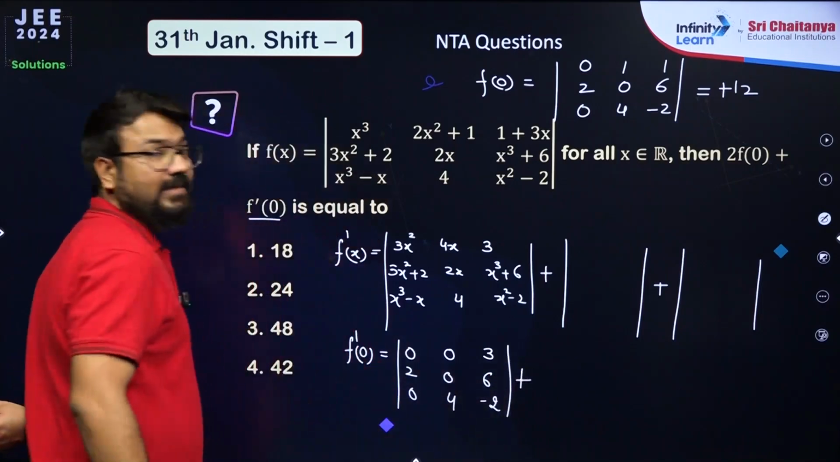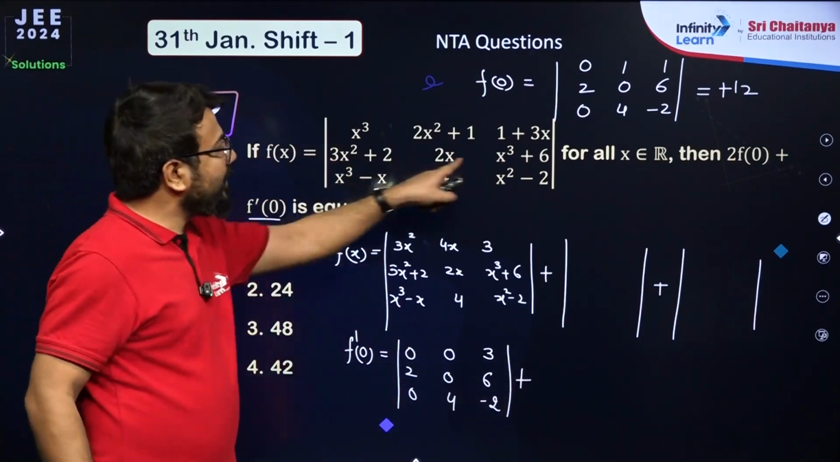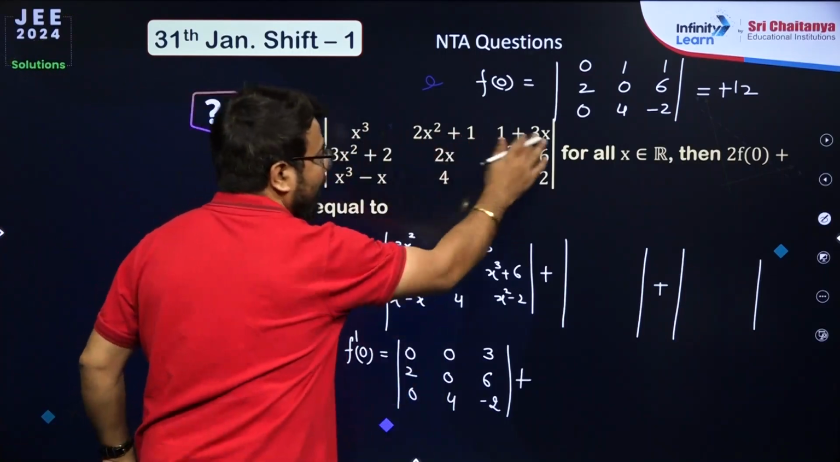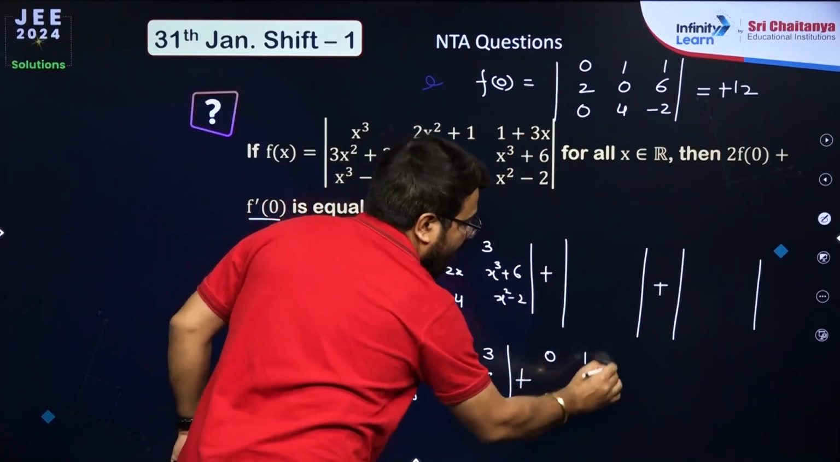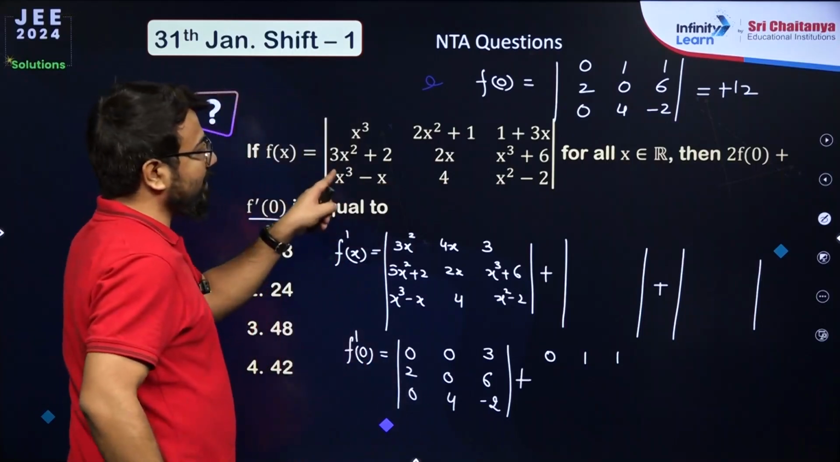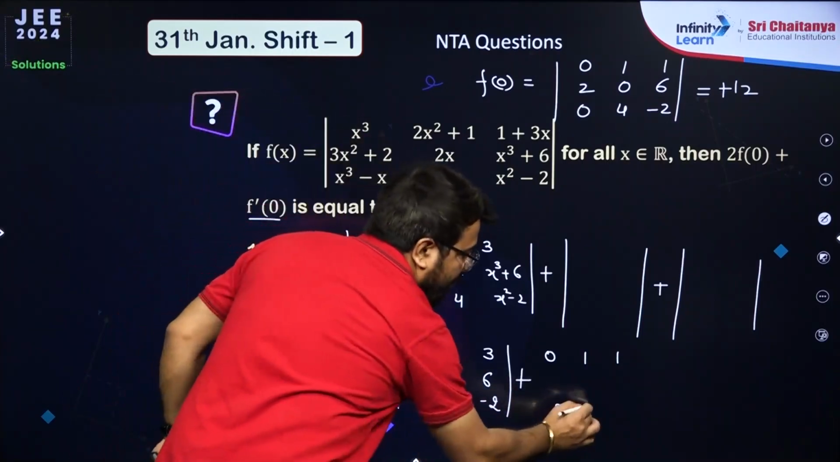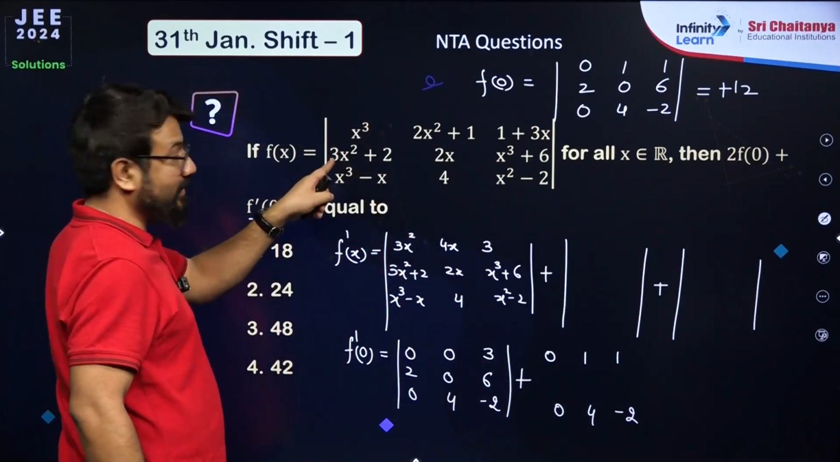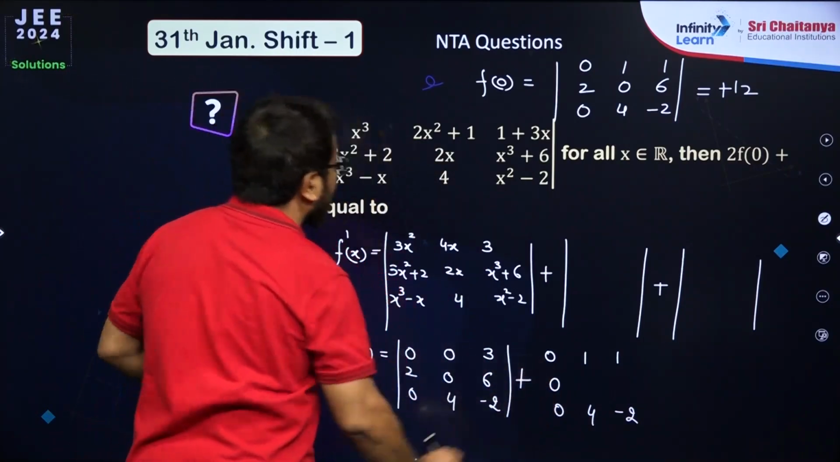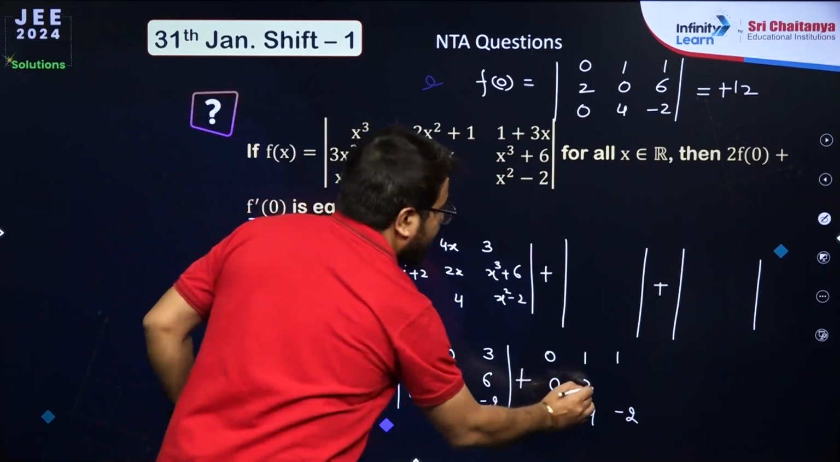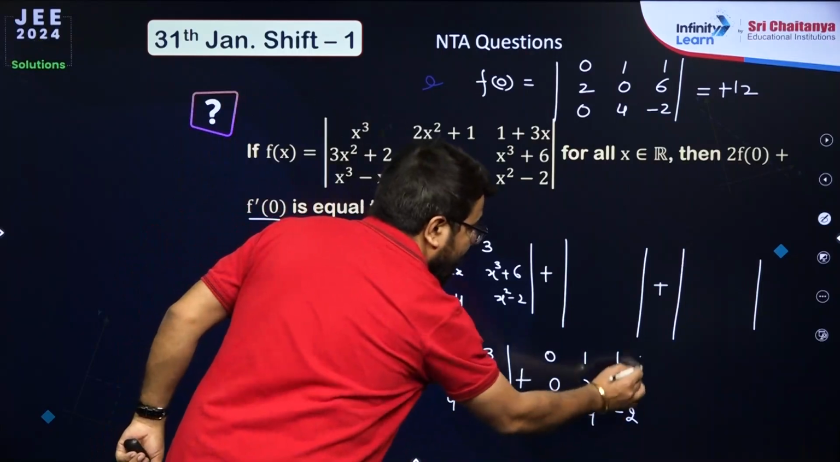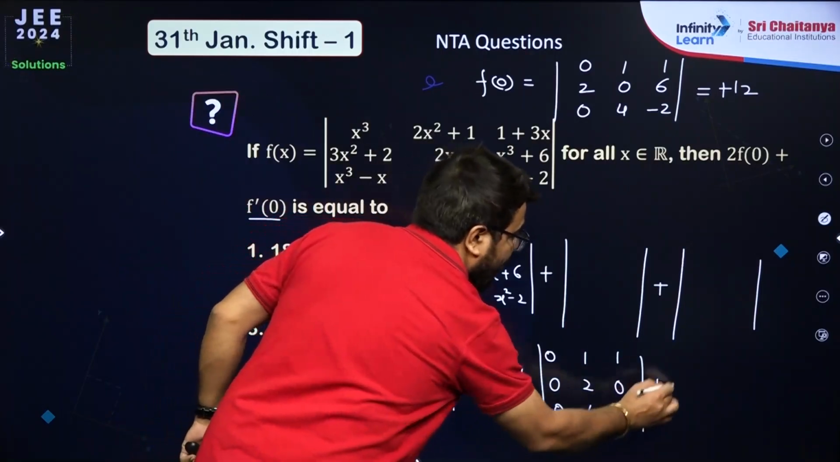Now let us add the second one. In the second one, I will be differentiating only the second row. First row will remain the same, 0, 1, 1. Last row will remain the same, 0, 4, negative 2. And the differentiation of this will be 6x. So that will make 0. This is 2. And its differentiation will be 3x square. That will be converted to 0 if I substitute x equals 0.